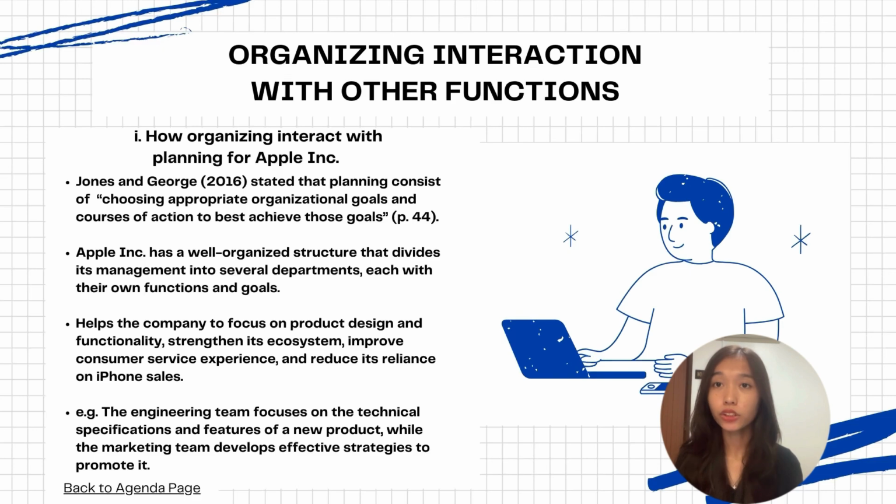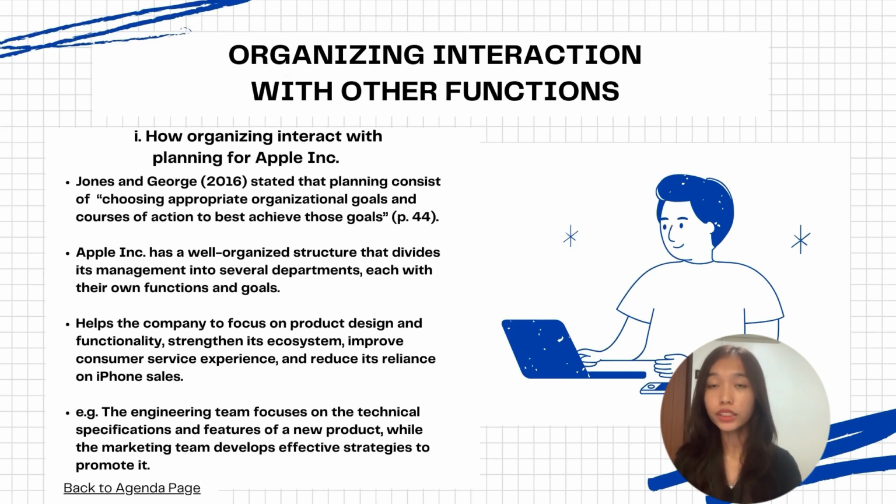Planning for Apple Incorporated. Jones and George, 2016, stated that planning consists of choosing appropriate organizational goals and courses of action to best achieve those goals. It outlines the strategies and tactics needed to achieve these goals. By defining specific objectives, planning creates a procedure for the organization, guiding its activities and ensuring that everyone is working toward the same outcomes.